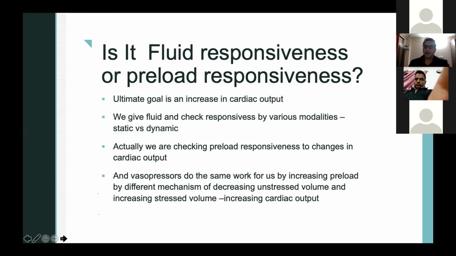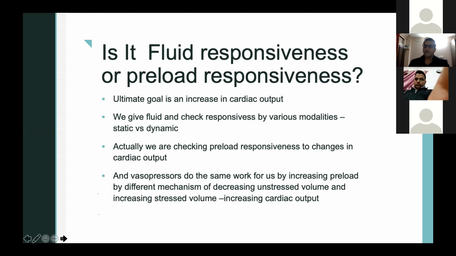And are we lagging something? Even the Surviving Sepsis guidelines have given us a slight hint that the level of evidence for fluid resuscitation is coming down. And moving forward from EGDT towards ProCESS, ARISE and ProMISe, we understood that usual care was as good as the early goal-directed therapy that we followed.